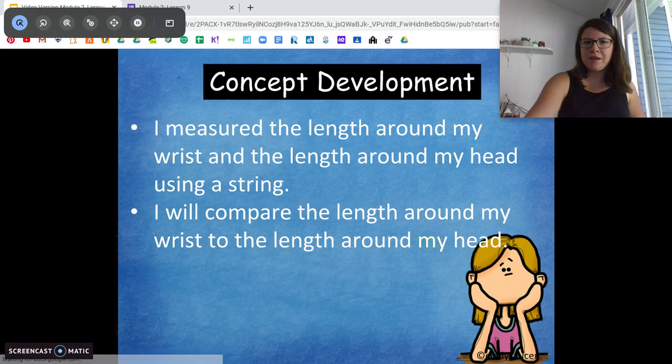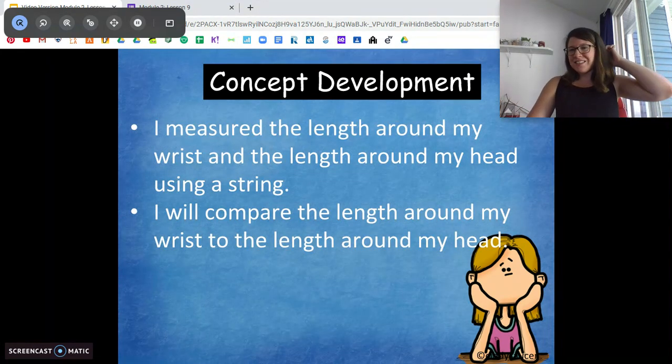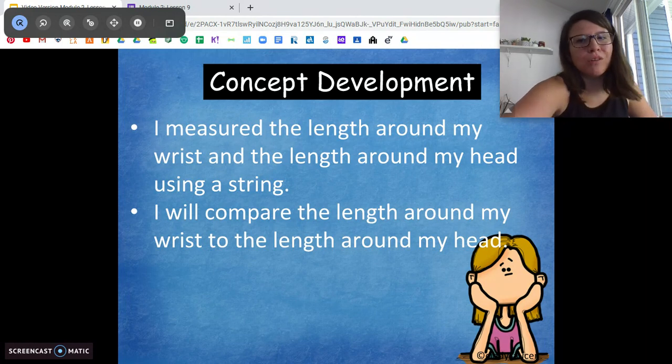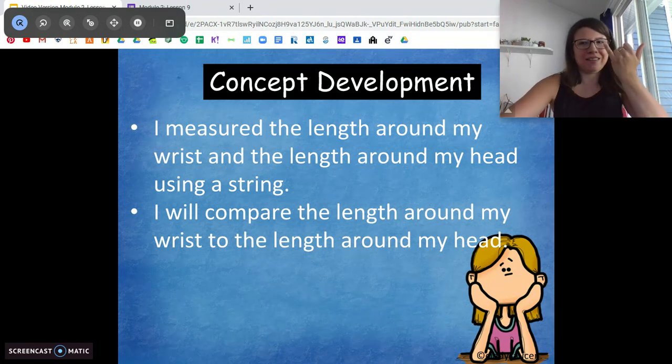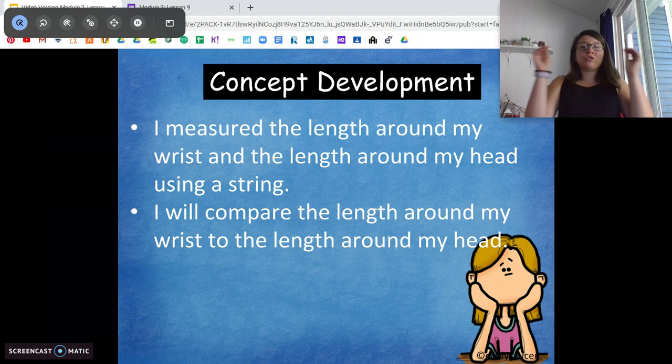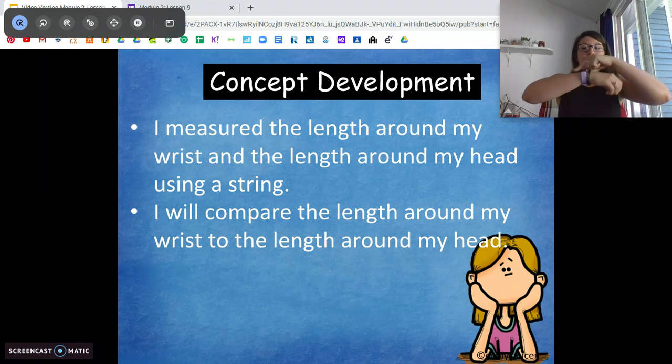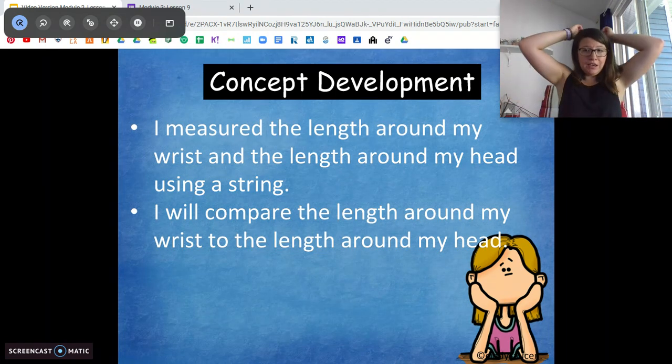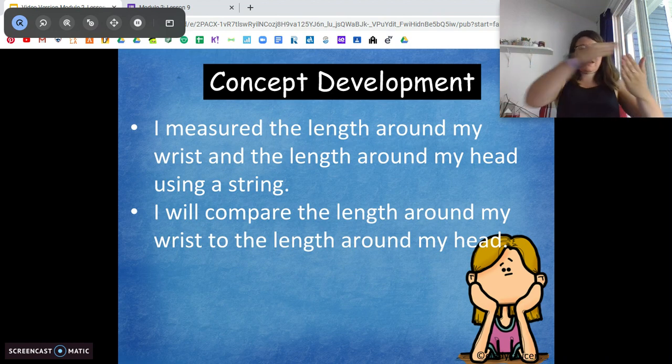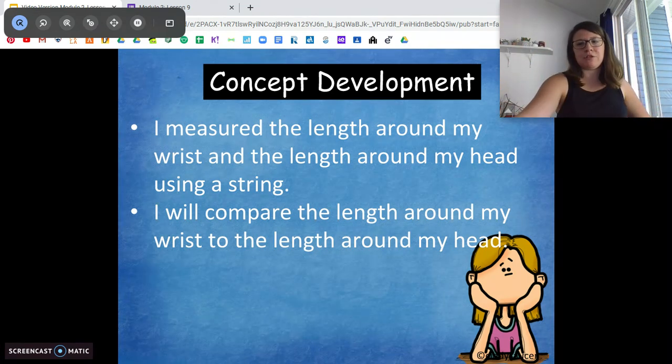Then I wanted to continue measuring, and things that are round are kind of hard to measure with a ruler, right? Or with even like centimeter cubes or any of that. So we can use a string. So I measured the length around my wrist and my head using a string. And then I took them out and I wrote the length and I measured them with a meter stick.